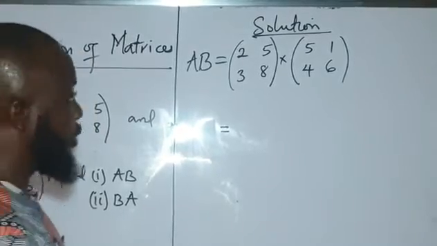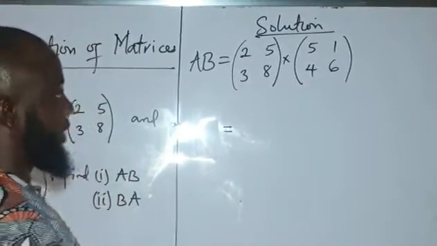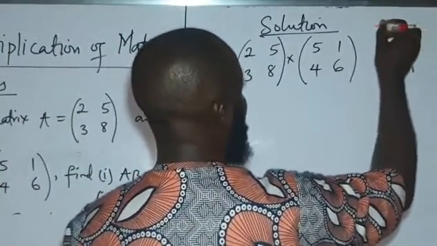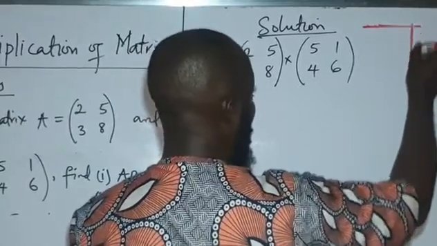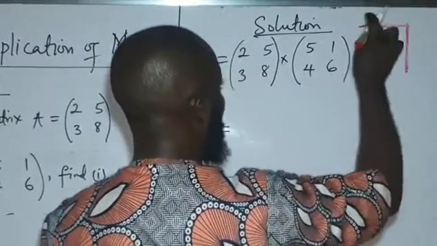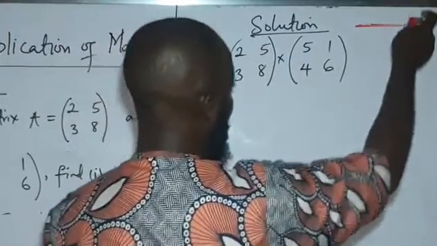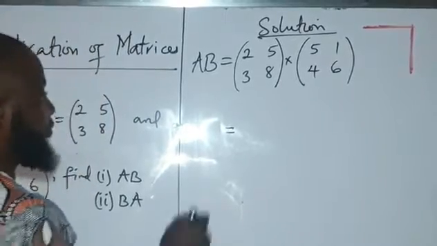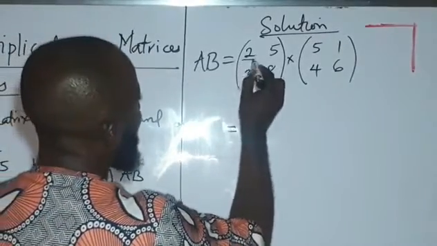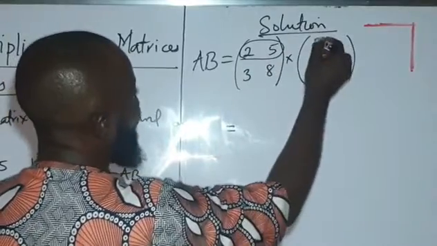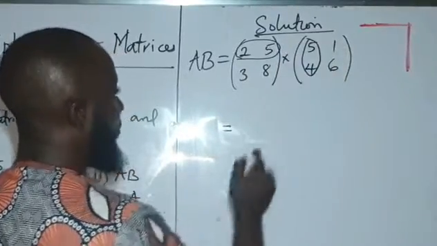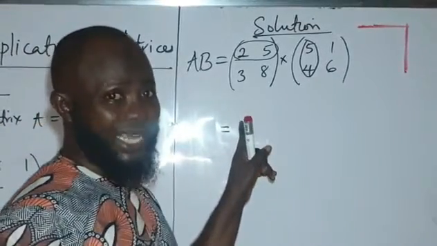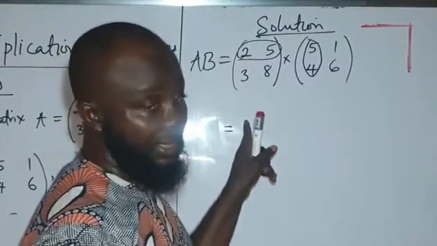So what we are going to do, please take note of this. I'm going to make use of what I call 7. This is row, then column. The row of the first one is multiplied by the column of the second one. We are going to pick the first row to multiply the first column. That will give us the first element. We add them together, which gives us the first element of the product.